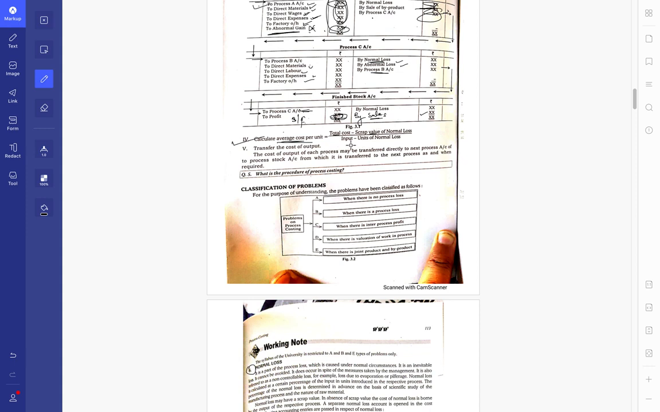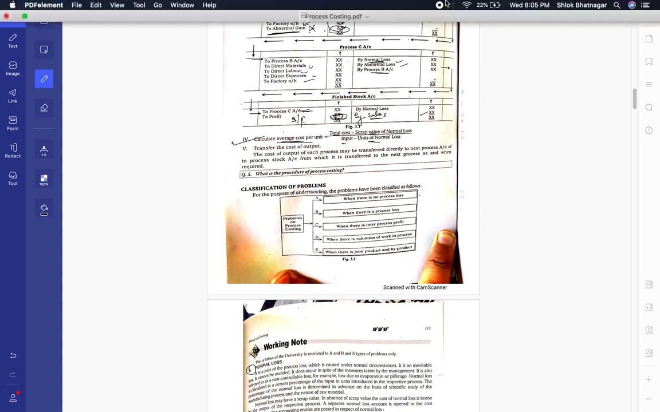And then you'll divide by the number of units you produced. You gave as input the number of units of input and the number of units of normal loss. That would provide you with average cost per unit.